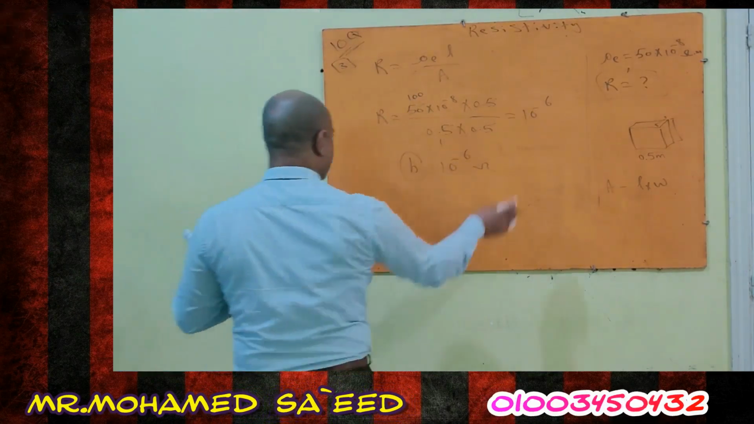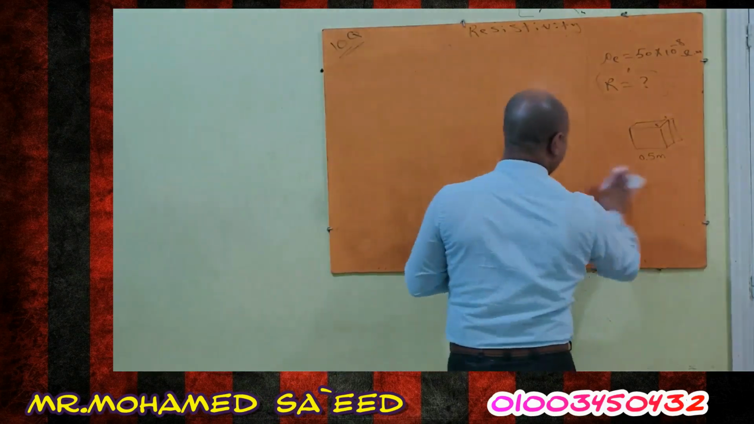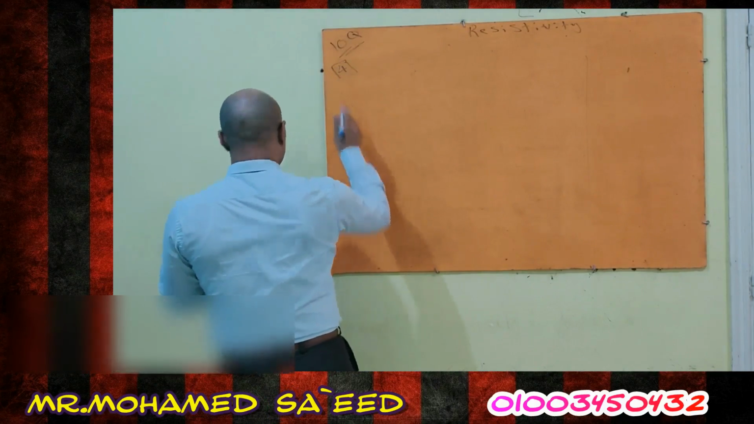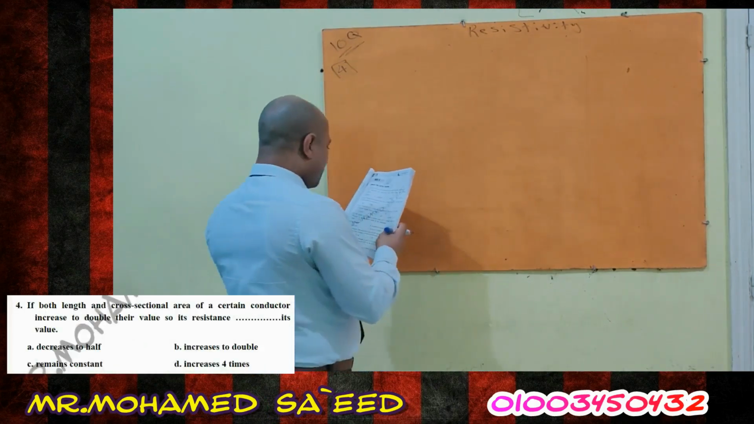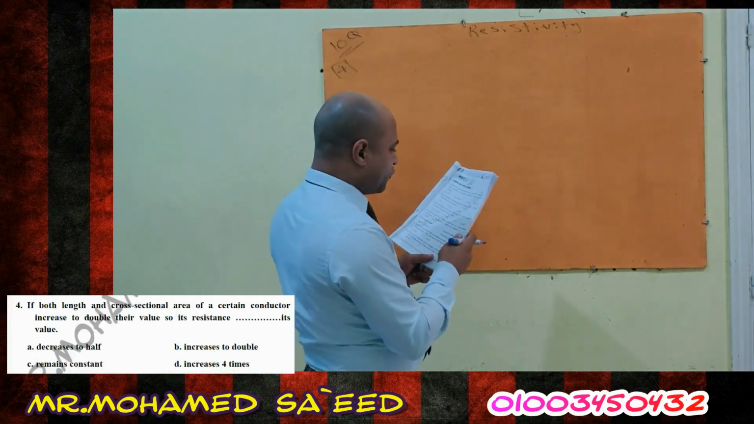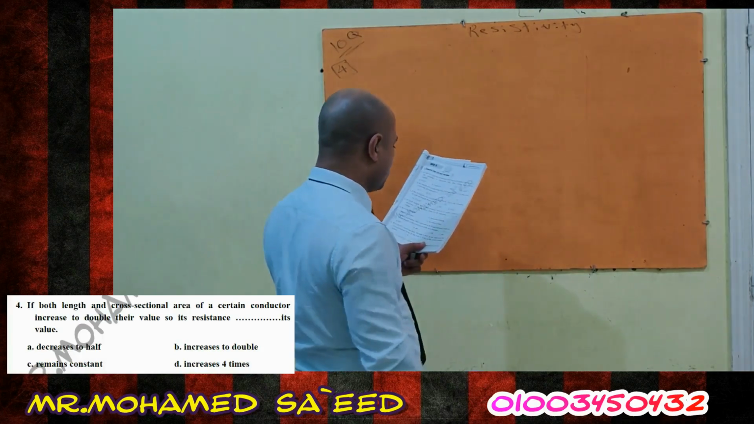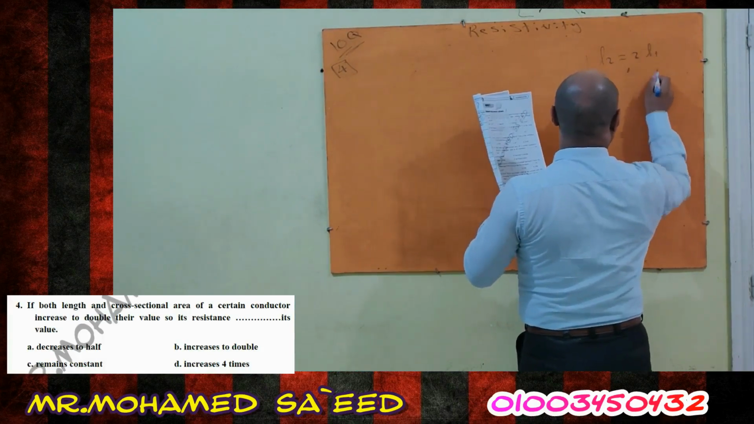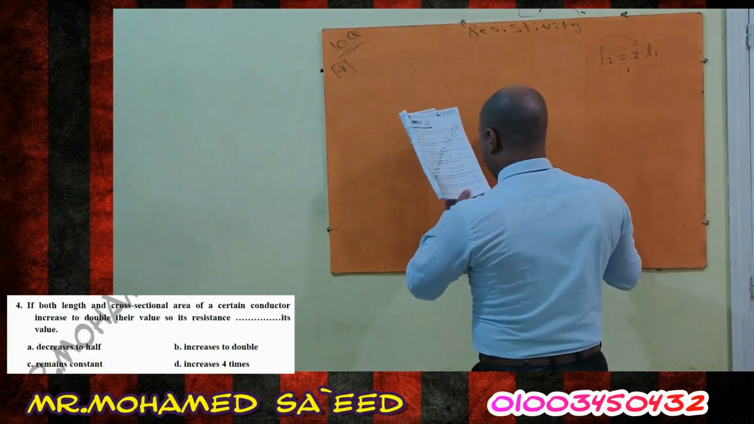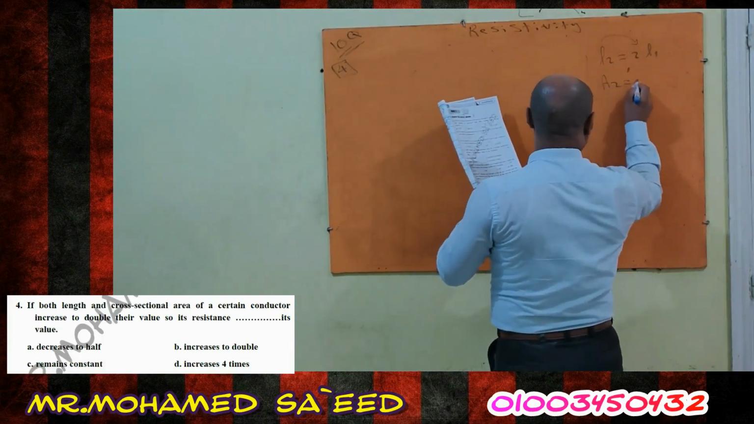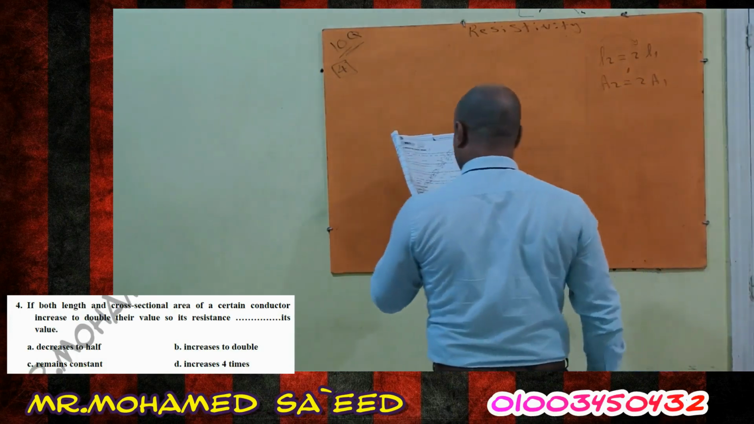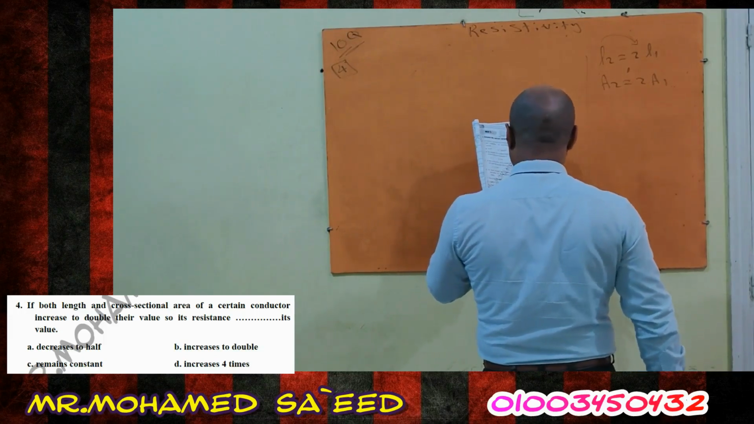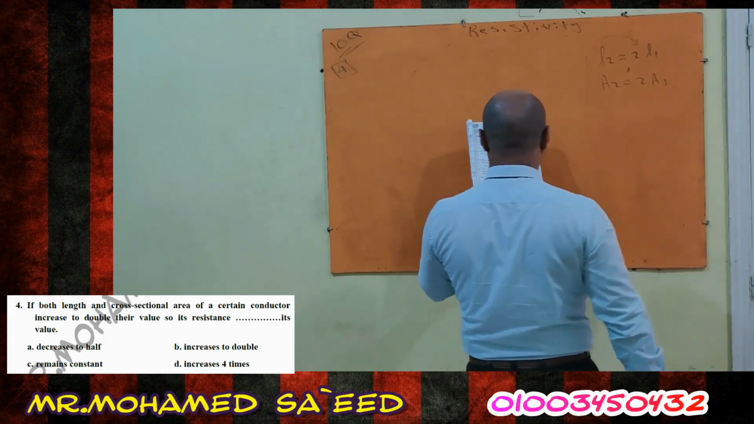Okay, another question. Question number 4 on resistivity. If both length and cross-sectional area of a certain conductor increase to double, so the length L2 equals double L1, and area A2 equals double A1, what is its resistance value?